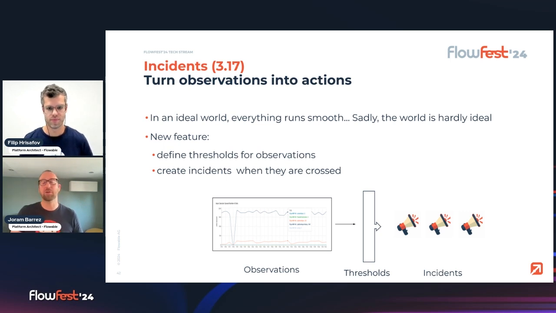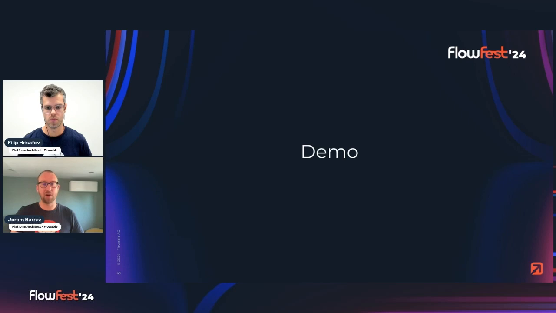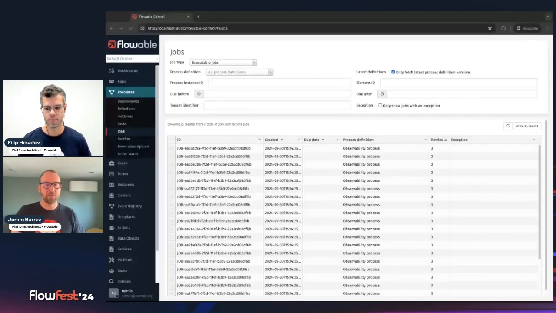We have a new feature, or we are adding a new feature into 3.17, which is incidents. It means that we have all these metrics, all these numbers, observations, and you can define thresholds for these observations. You can say, okay, if the service calls take too much time, and you can define what is too much time in your setup, then if you cross that threshold, basically go and create an incident where you can say, hey, we need to look into this problem perhaps, right? And I have a little demo I prepared for that I do want to show you. And let me swap now to my other screen.